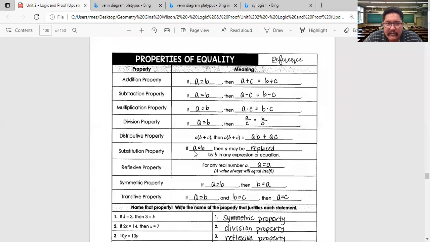And then we also have substitution property. Substitution property states that if A is equal to B, then A may be replaced with B in any expression or equation. Substitution makes sense because I'm pretty sure you've heard of a substitute teacher. If a teacher's unable to work and they want someone to take over what they're doing, then they would use a substitute teacher.